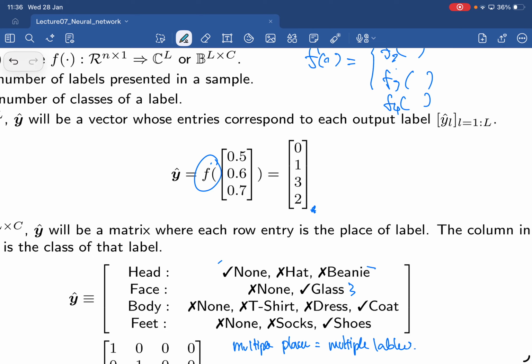Maybe, you know that the first index could go from 0 to 2, because it's 0, 1, 2 for nothing, hat, or beanie. And this one could go 0 and 1. This one could be 0, 1, 2, 3. This could be 0, 1, 2. Yeah, you can output a vector like that too.